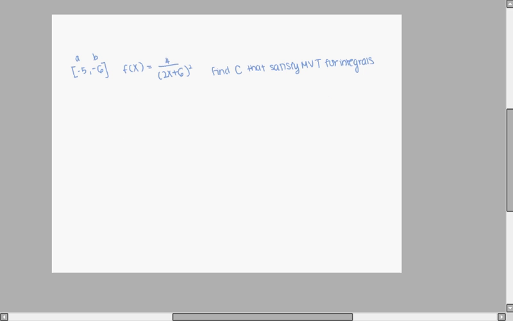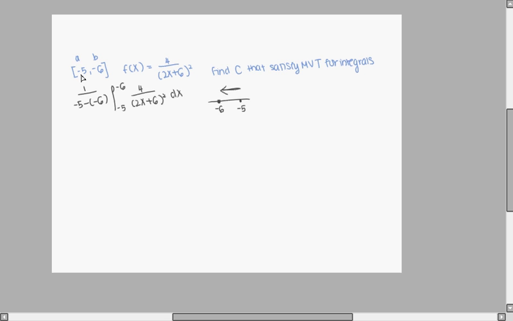Now this question, this example, it deals with c now. So it's saying from -5 to -6, f of x equals 4 over (2x plus 6) squared. Find the value of c that satisfies the MVT for integrals. Well, let's first try plugging it in just into the equation. So we would get this result, 1 over -5 minus -6, integral of -5 to -6, 4 over (2x plus 6) squared dx.